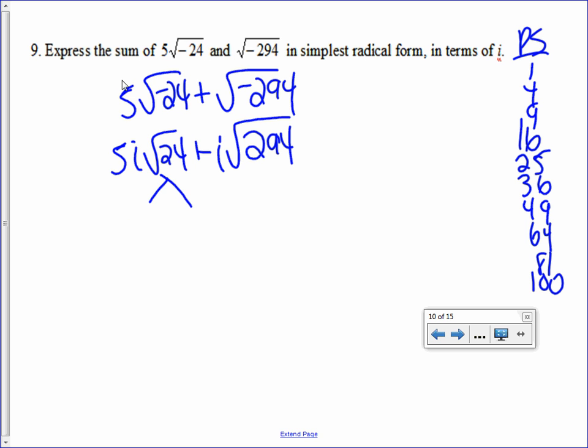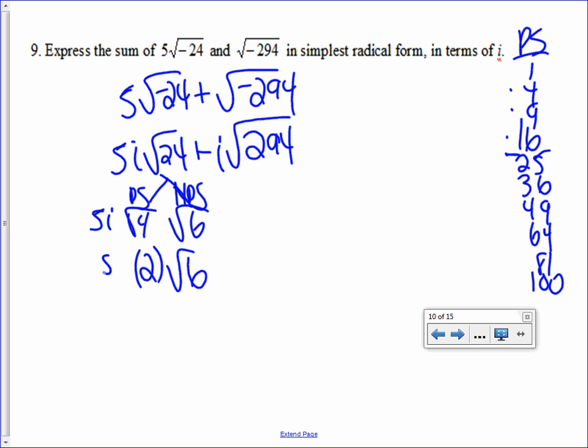It's 2 separate reducing problems when you're adding or subtracting. What goes into 24? Well, 24 would sit here, not 16, not 9, but 4 does. Radical 4 is 2. Then I end up with 10i, radical 6.